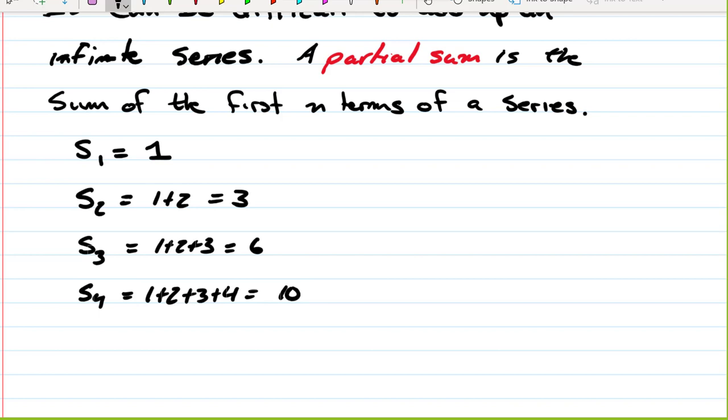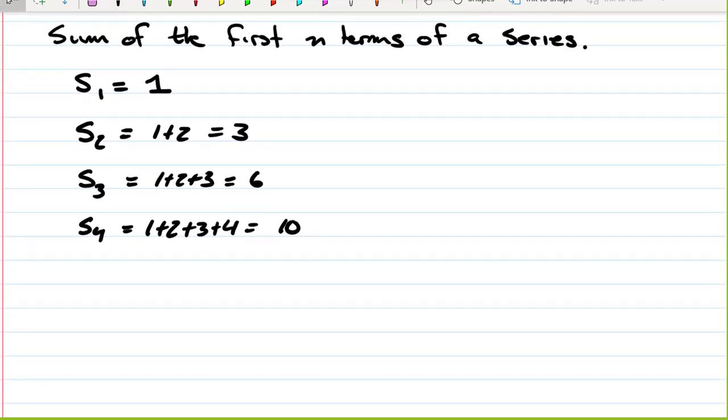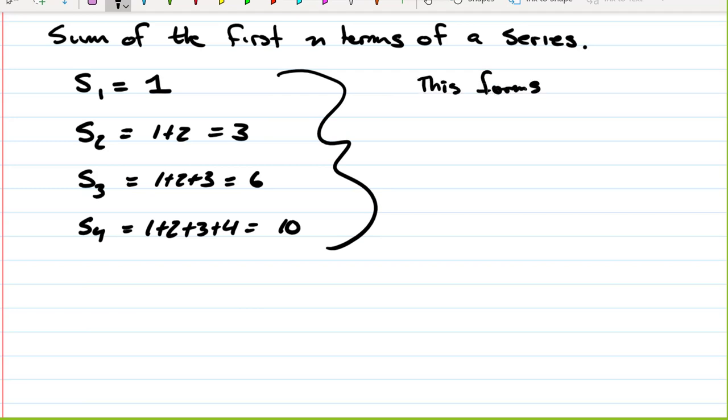So if we look at our partial sums, so S1, S2, S3, S4, this forms a new sequence, called the sequence of partial sums.